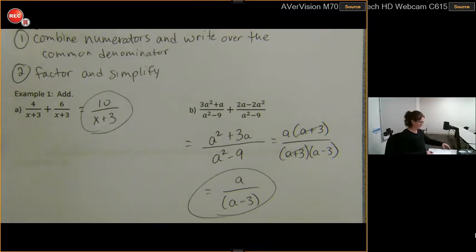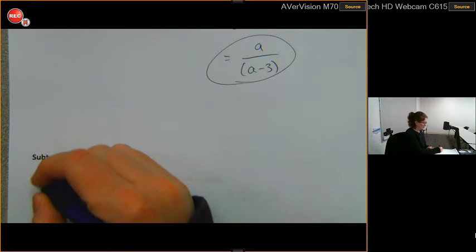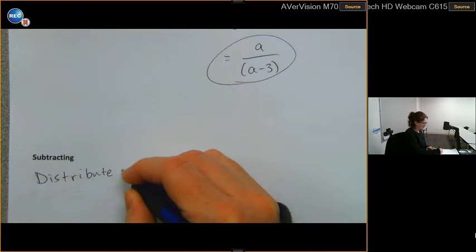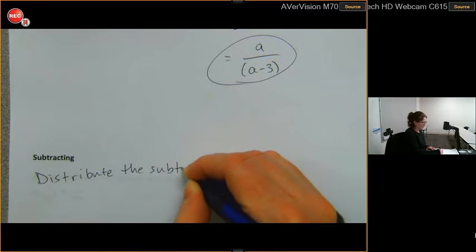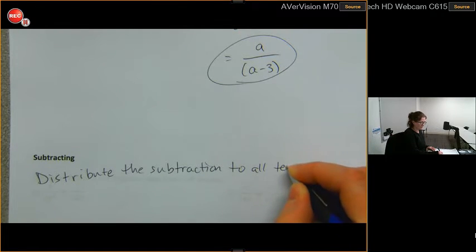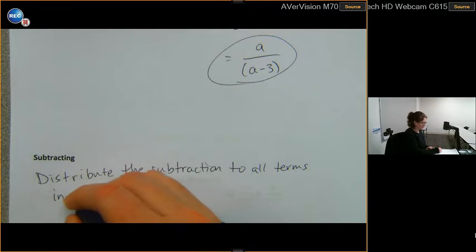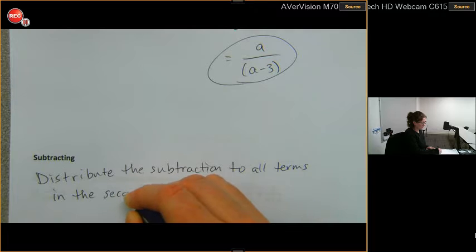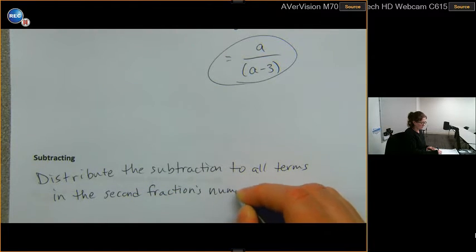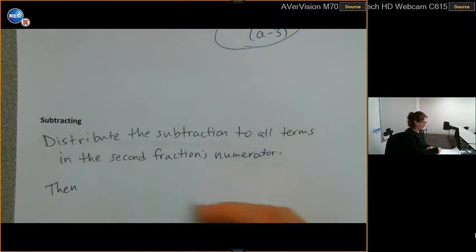To subtract, not much different. When we're subtracting, it's going to be easiest if you distribute the subtraction as a negative sign to all terms in the second fraction's numerator. Then solve like adding.